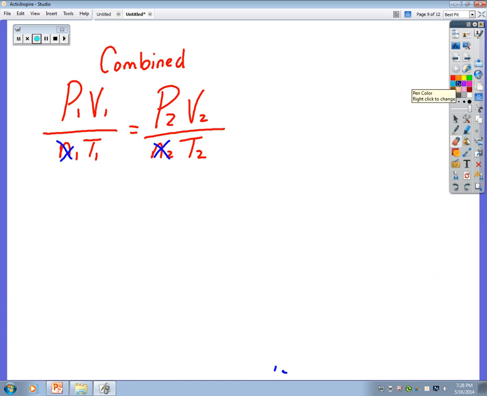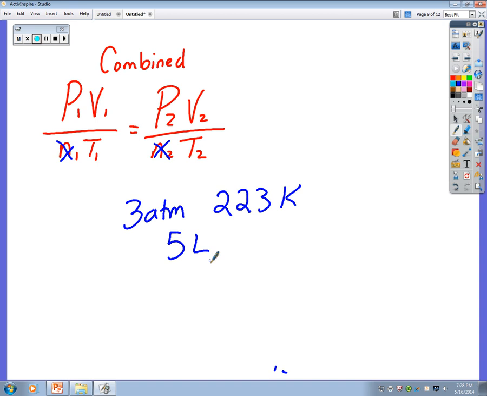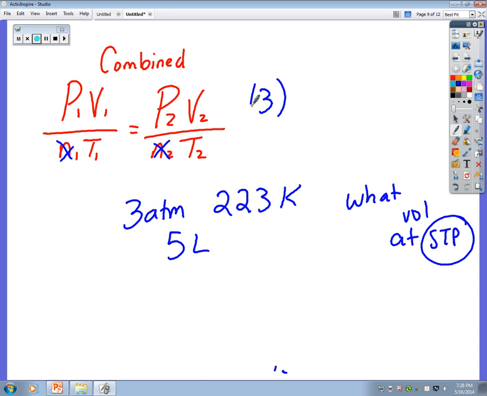Okay, I'm not going to do a problem, but let's just say I have 3 atmospheres, 223 Kelvin, and 5 liters. What's the new volume at STP? Well, what's STP? Everything you memorized. So we're going to plug in 3 for the atmospheres for P1. V1 is 5 liters, and this is 223 Kelvin.